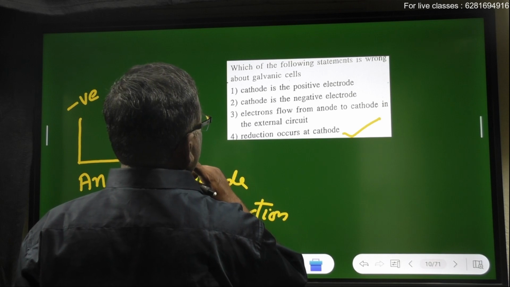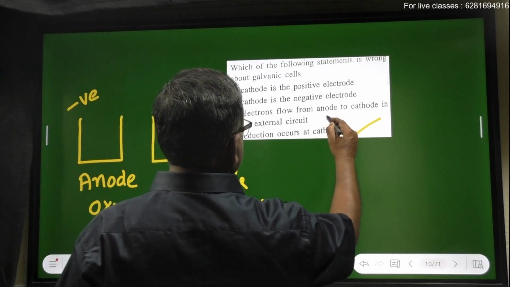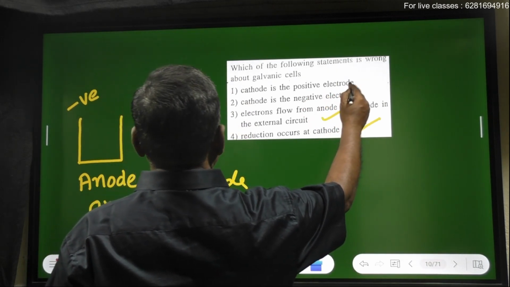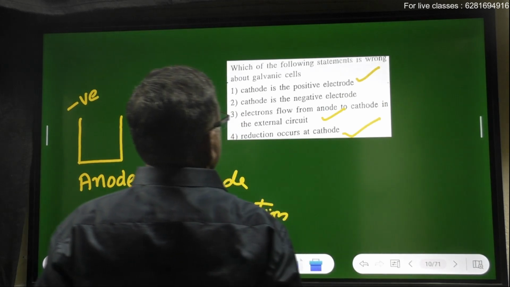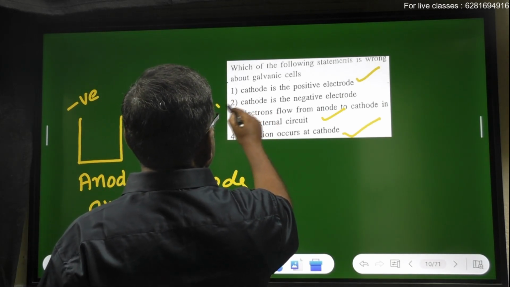Now they are asking: electron flows from anode to cathode. This is also correct. Cathode is represented with positive sign. This is also correct. So here option 2 is the wrong statement. So the answer is 2.